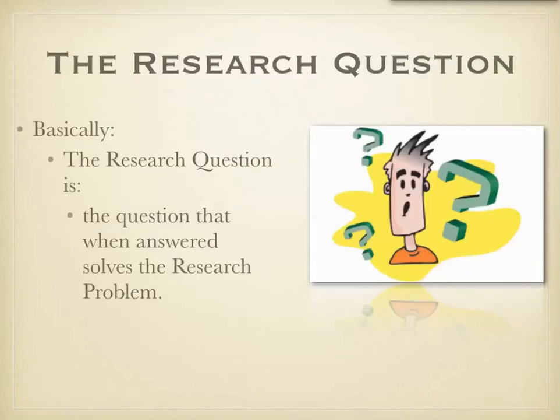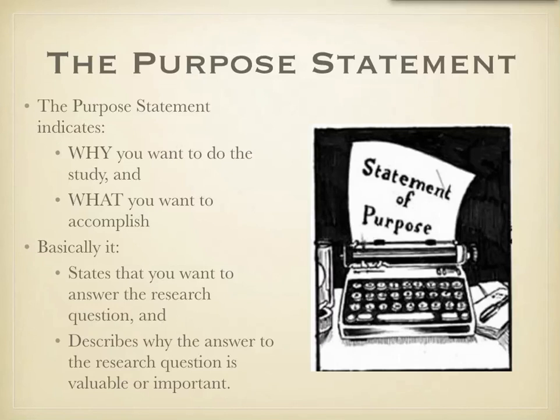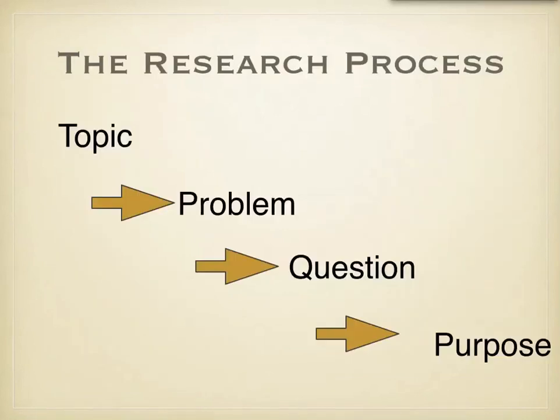Then what you will do is you will take that research problem, and then you'll form a question. And basically the question is, how do you solve the problem? And the research question is that question, when answered, solves the problem. So you should have already concluded all of that. And then you'd be able to state that into a purpose statement. And the purpose statement then basically saying, this is why I am doing it and what you want to accomplish by doing it. So all four of these need to come into this fourth statement, the statement of purpose.